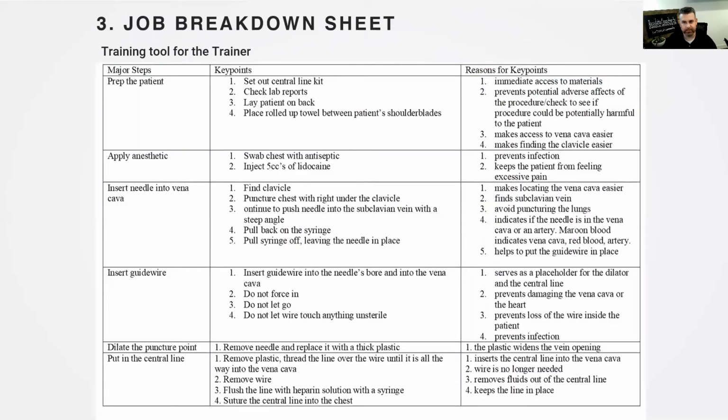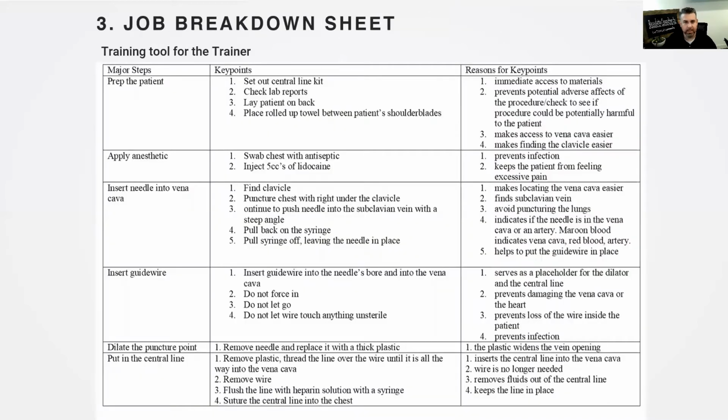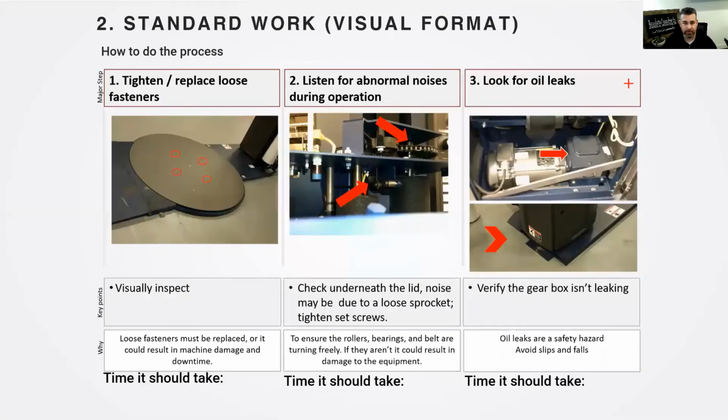A job breakdown sheet is not visual. It can be, there's nothing against it, but this is just a cheat sheet for the trainer. So if I'm training a new employee, I'll probably grab the standard work so that they can look at it as I'm explaining the process the first time, before I let them get hands-on and try it. And then I'll have my job breakdown sheet, and it'll really help me clarify what the key points of the process are, and also the reasons for those key points, the reasons why. That step gets left out a lot. So I like to put it even in the standard work, which is down here, the reasons why.